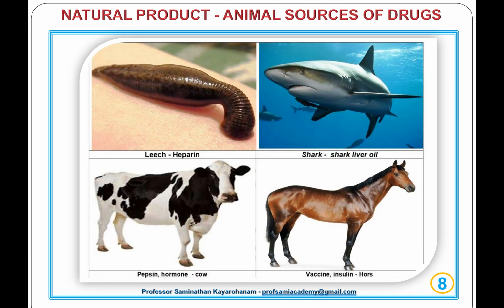Slide number 8. Natural product, animal sources of drugs. Leeches produce an enzyme in their saliva called hirudin. Hirudin is a powerful anticoagulant. When you apply a leech, the hirudin acts locally at the bite site to allow continued bleeding for 2-3 hours after the leech is removed.